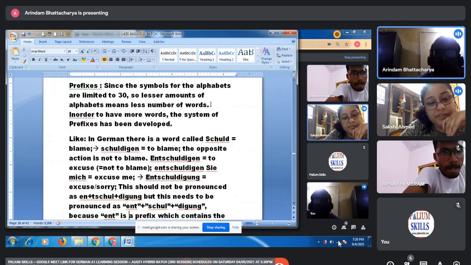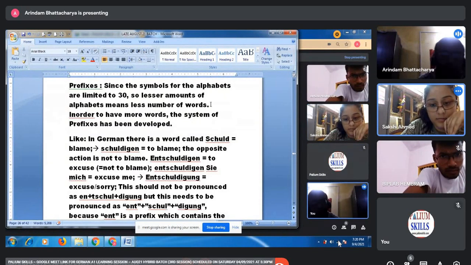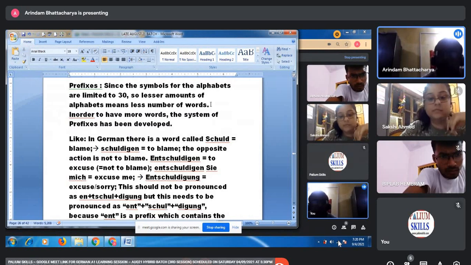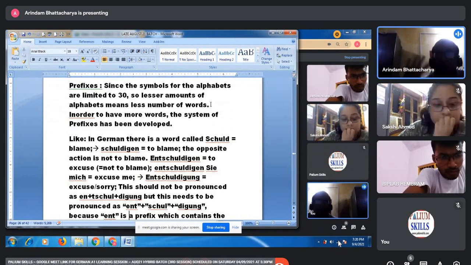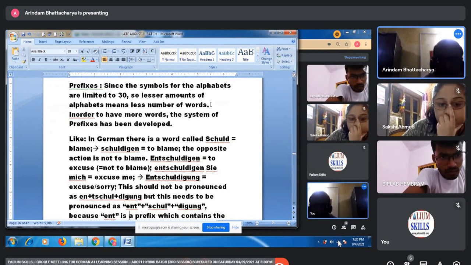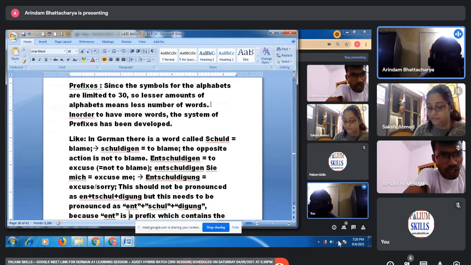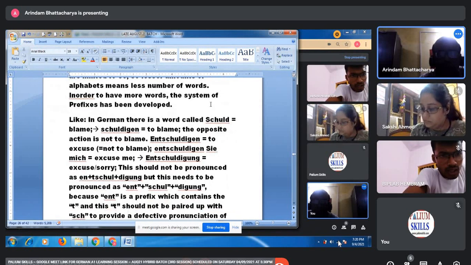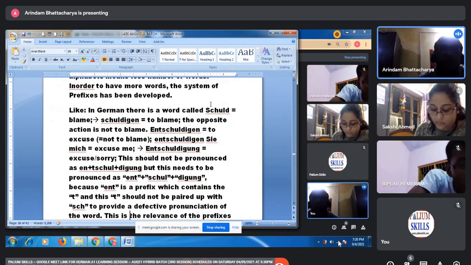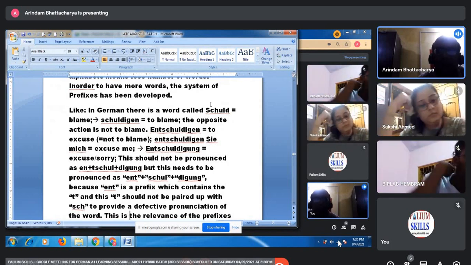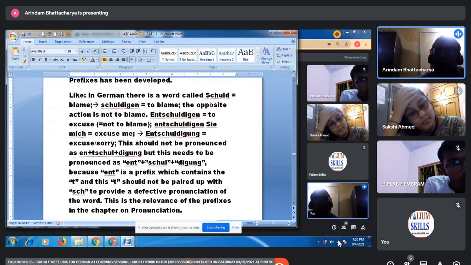Prefixes have to be pronounced as they are. No separating out or taking some letters out of the prefix. That is not allowed. Because ENT is a prefix which contains the T, and this T should not be paired up with SCH, which would give a defective pronunciation of the word. This is the relevance of the prefixes in the chapter on pronunciation.